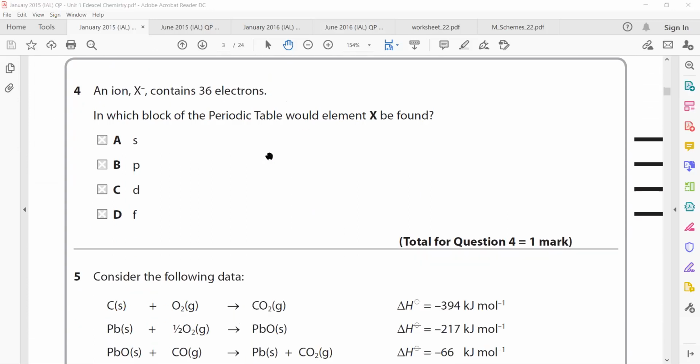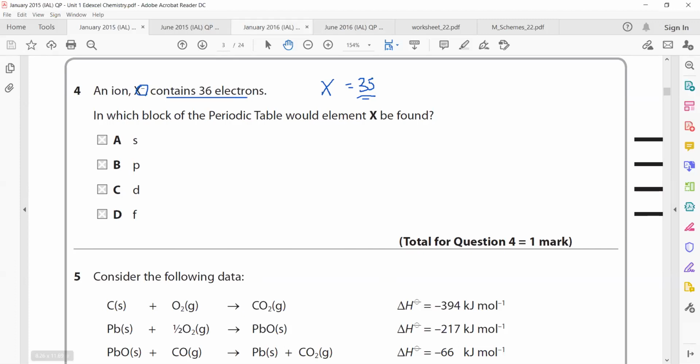For question 4, an ion X minus contains 36 electrons. In which block of the periodic table would this X be found? So basically, X minus contains 36 electrons, but this is a charged ion. So neutral X will have 35 electrons, because it took an electron. And in a periodic table, we have the position of elements, but not of ions. For elements, we say d block element, s block element, p block element.